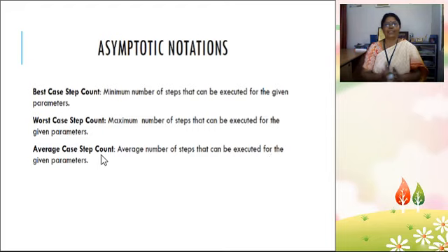So we specify the range. The best case would be the minimum step count. The worst case is the maximum value. And the average case is the average number of steps that can be executed for the given parameters. So we define 3 types of asymptotic notations. Big O.